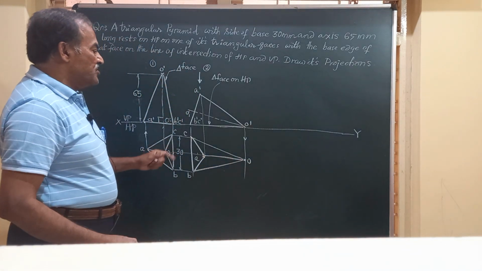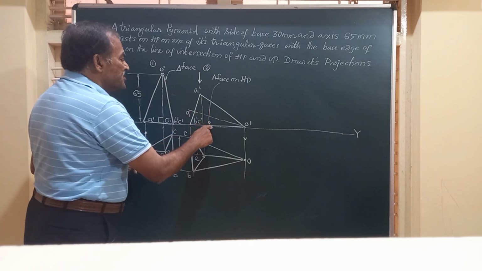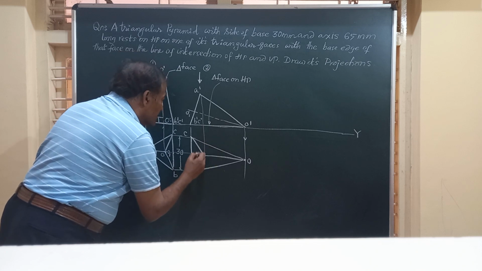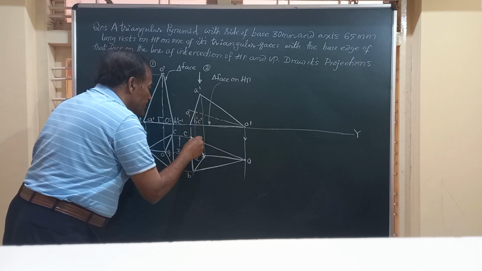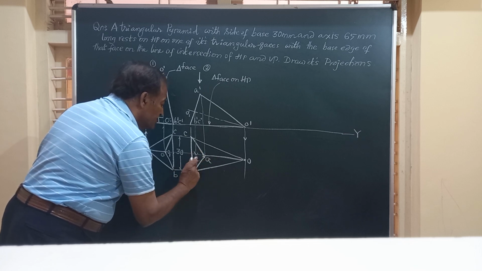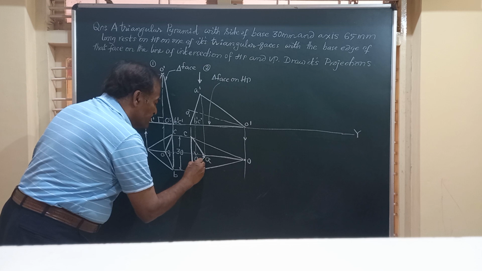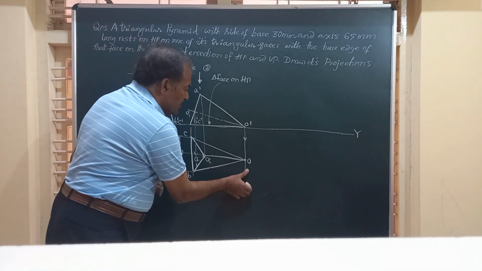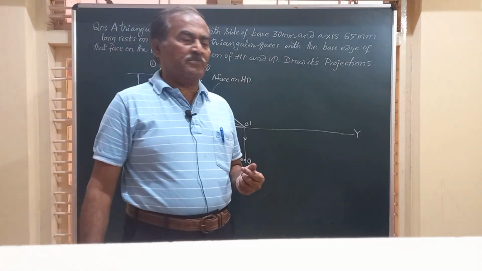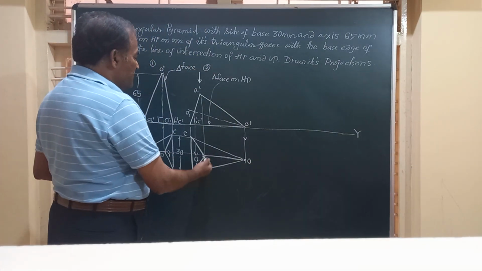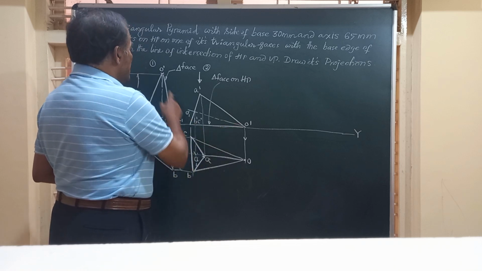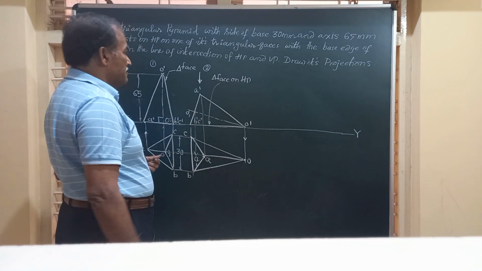Friends, we are able to get the top view of this when the triangular pyramid is resting on one of the triangular faces on HP. And friends, you will also locate this point. So this is ABC, and this is O1, the center of the base. Now friends, we have obtained the top and front views of the pyramid when it is resting on one of the triangular faces, that is OBC, the triangular face on HP.